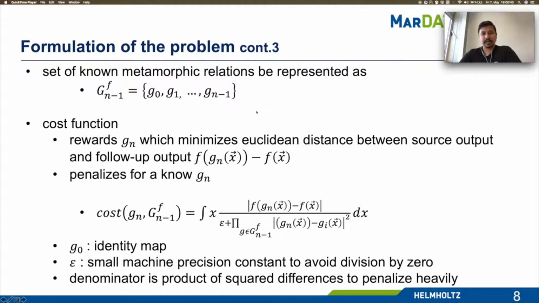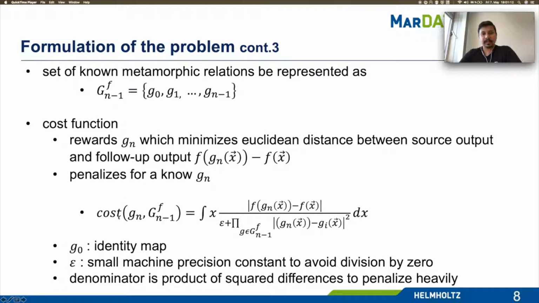Let us assume there are multiple sets of values that satisfy this metamorphic test equation. Let us represent each of these relations as small g0, g1, up to gn-1 in a solution set capital G n-1 of function f. We formulate a cost function that rewards a g_n which minimizes the Euclidean distance between the atomic data points of the source output and the follow-up output and penalizes for a known g.